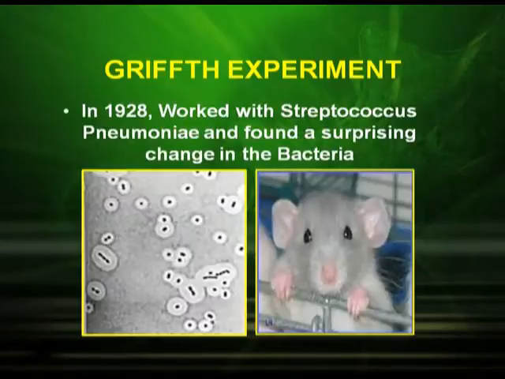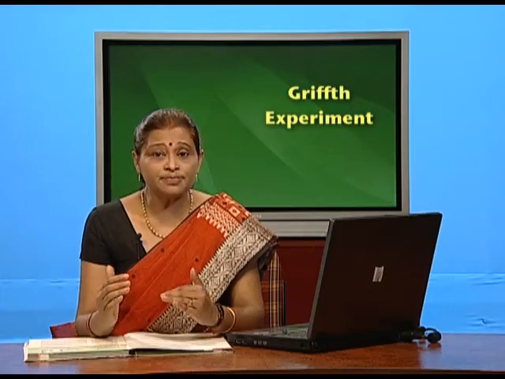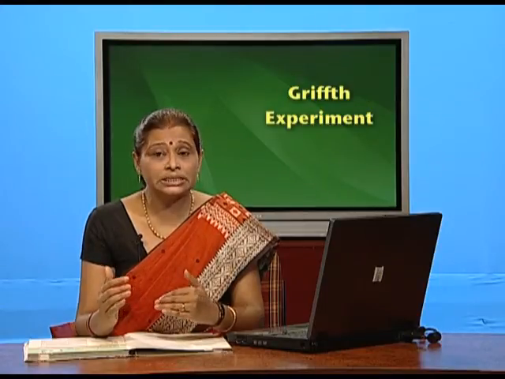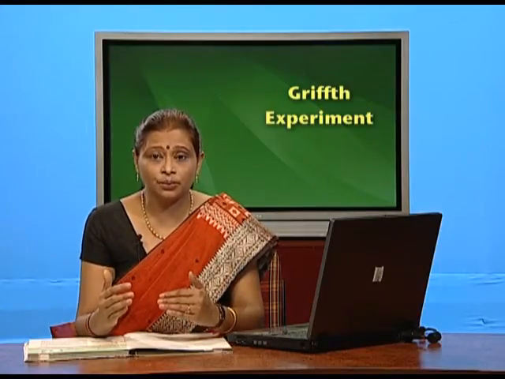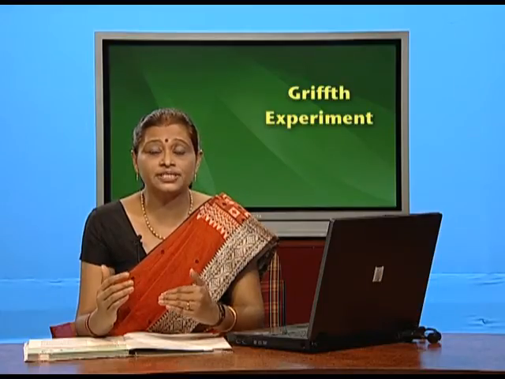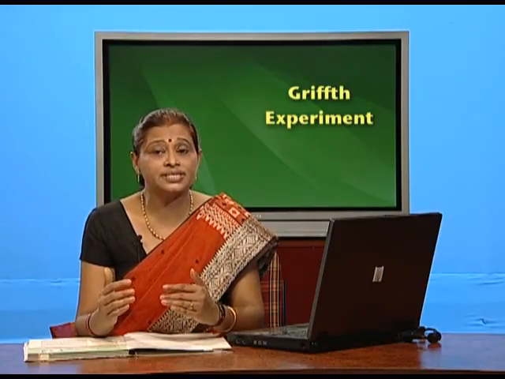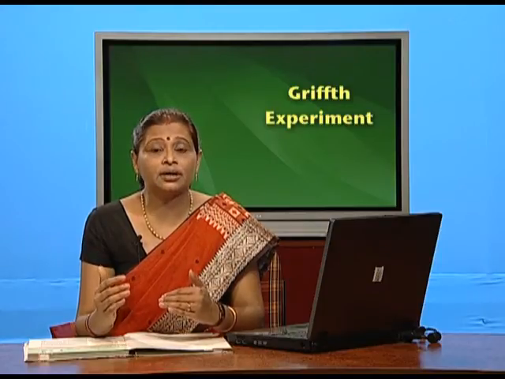The first experiment performed in the search for genetic material was by Griffith. In 1928, he worked on the bacteria Streptococcus pneumoniae that causes pneumonia in rats. While he was experimenting with these bacteria, he found a surprising change in them. Streptococcus pneumoniae occurs in two forms. One is the S strain, which is called the smooth strain, and the other one is the R strain, which we call the rough strain.